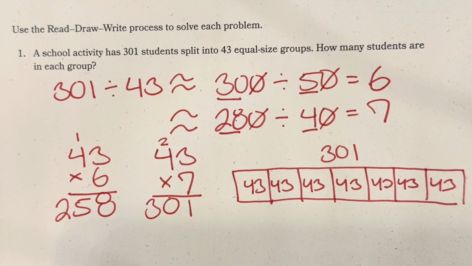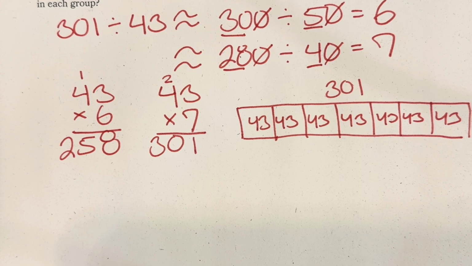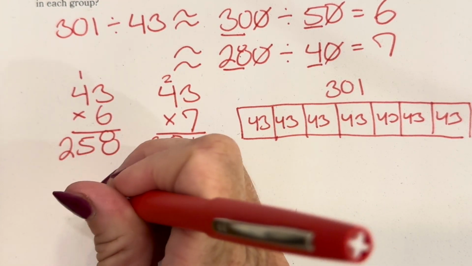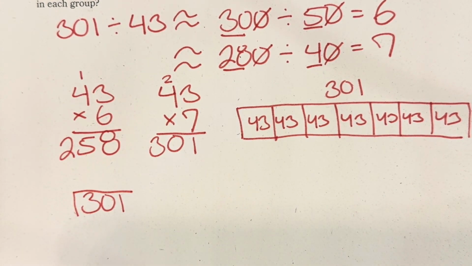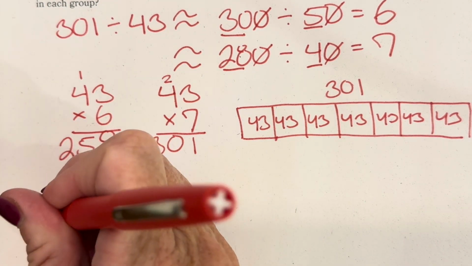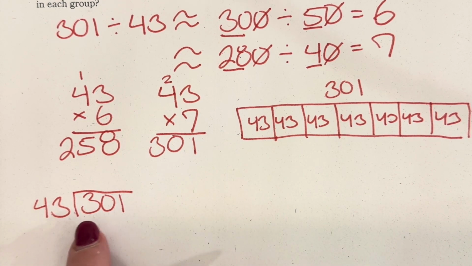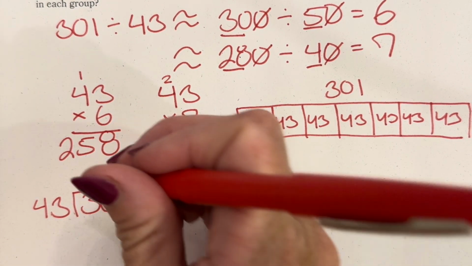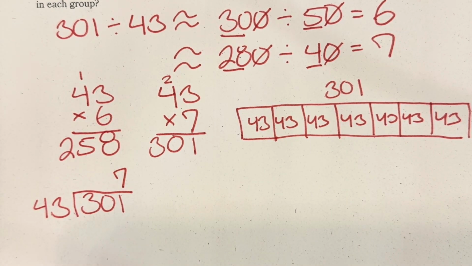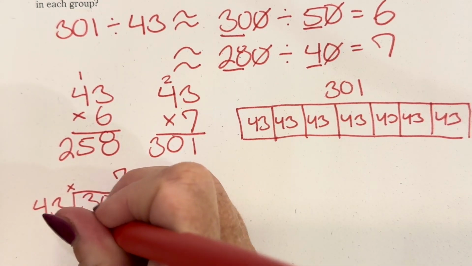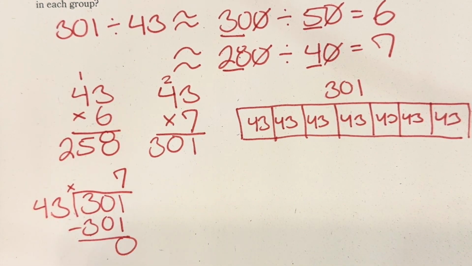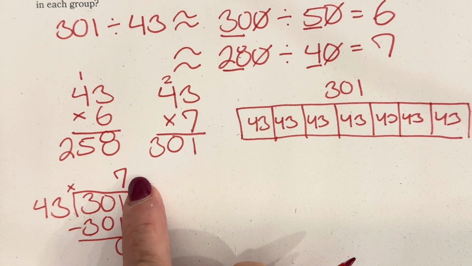Okay, what does this look like using more of the standard algorithm though? Well, I would put the 301, which is my dividend, inside. I would put my divisor, which is how many are going to be in each group, outside. And then my quotient is, using 301, I was able to make 7 groups of 43. So the 7 would go right there. And 7 groups of 43 is 301 with no remainders. So my quotient is 7.